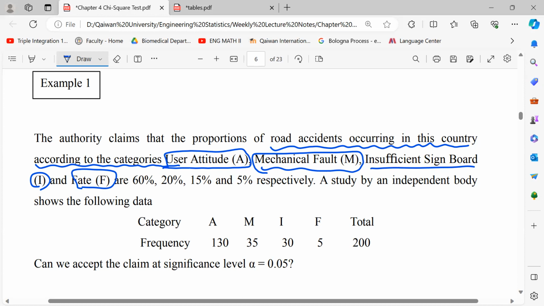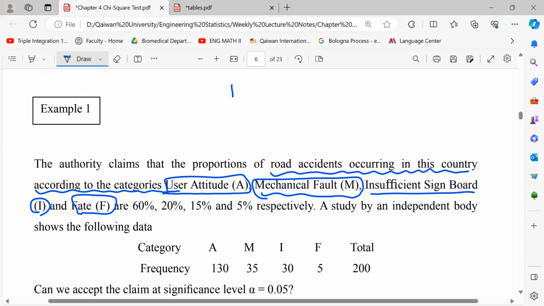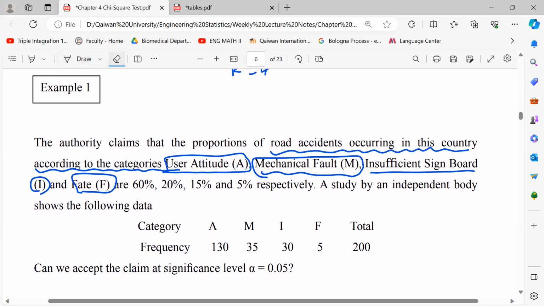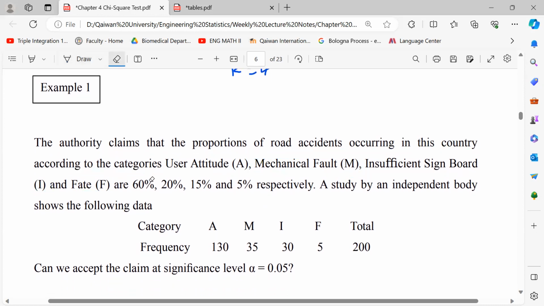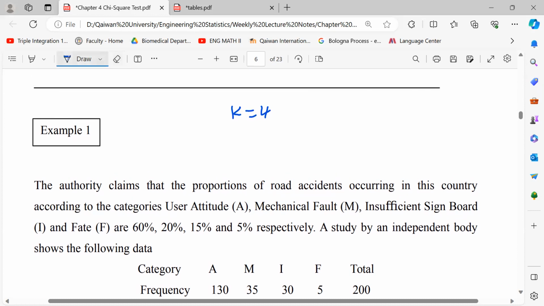We have 4 outcomes. So let's write down all the given information. K is 4. That's it. Then their probabilities are 0.60. It's for the first one, as at the end it says respectively. So it is for the first one. Probability of A is 0.60, means 0.6. It's 60 over 100, which is 0.6.